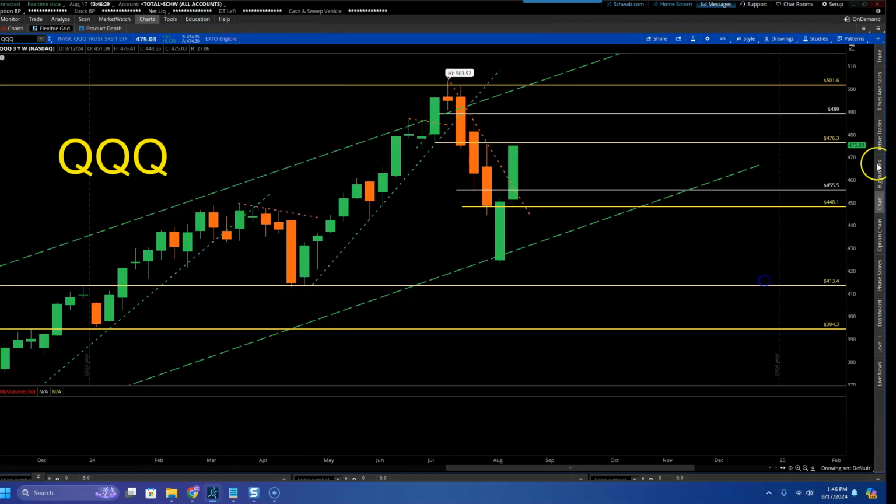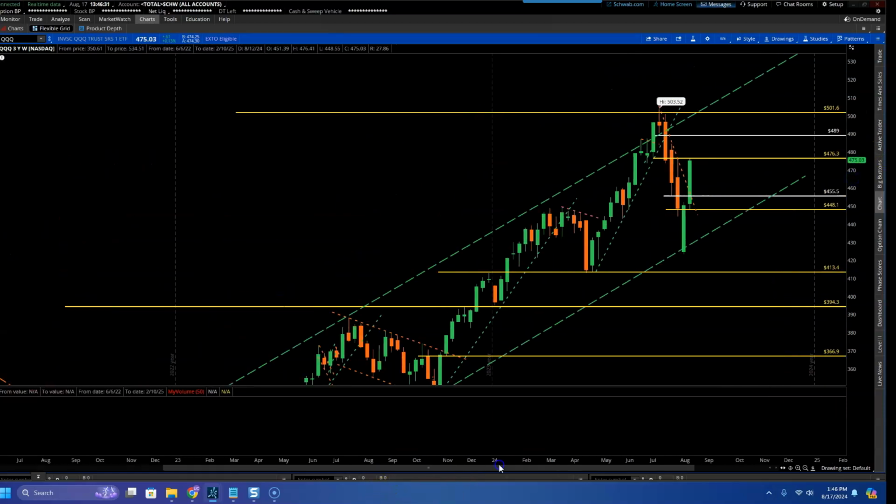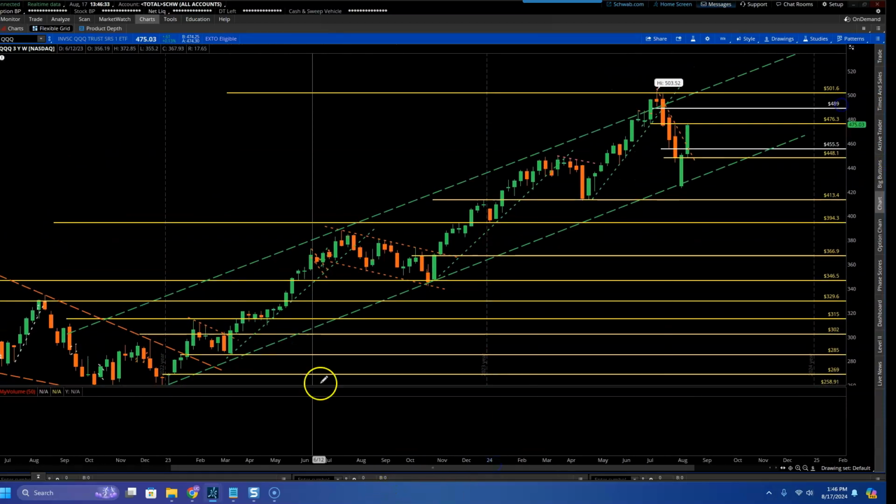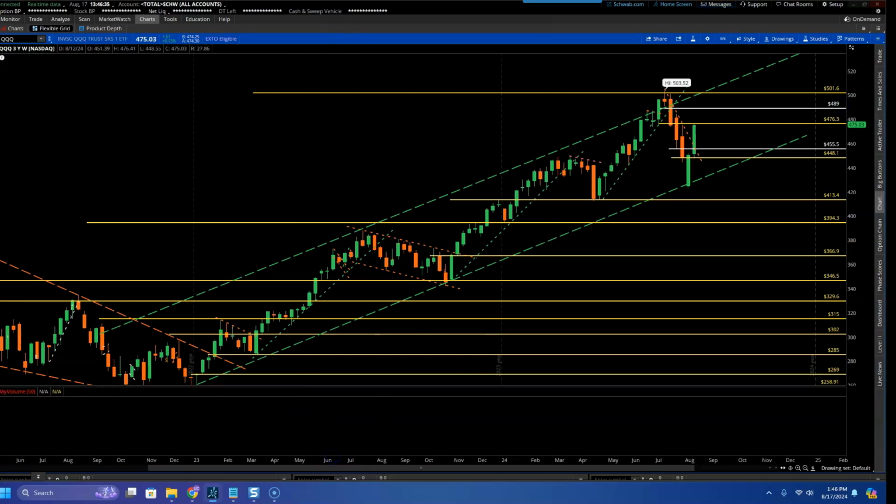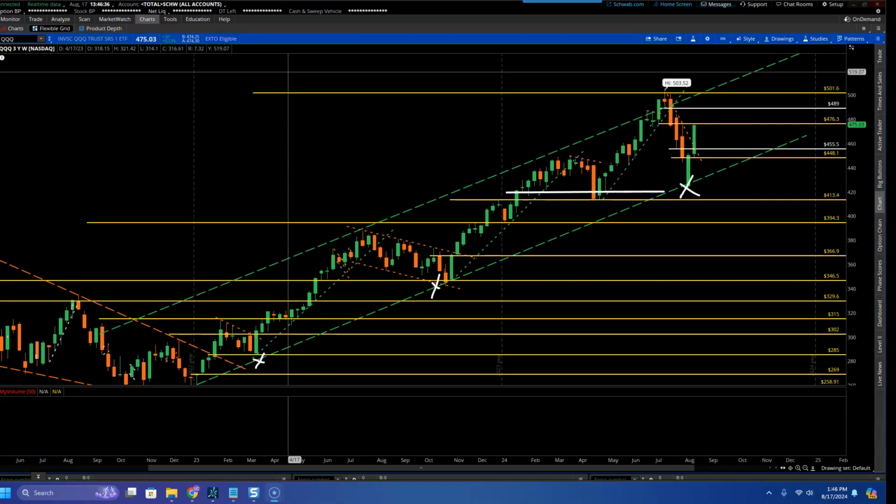Weekly view, right? Very similar to NQ. Nice bounce from this long-term uptrend line, right there. So this was a support zone as well, 413.4. We never traded that area, but we saw a nice bounce from above that.